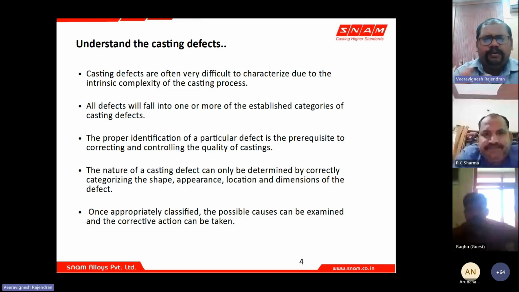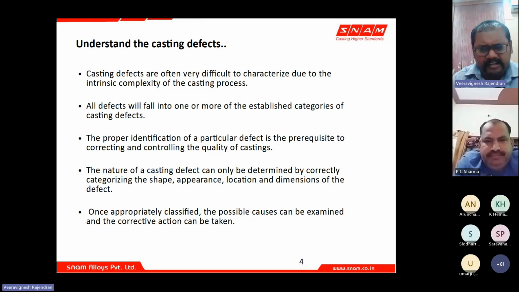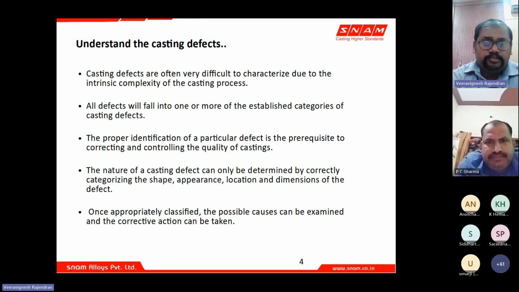Most defects generally fall into 1 or 2 categories. There are some similarities, and there are some dissimilarities, or opposites, as we call them. So it is always best to understand the defect. And to understand the defect, first you should know how to categorize the defect.